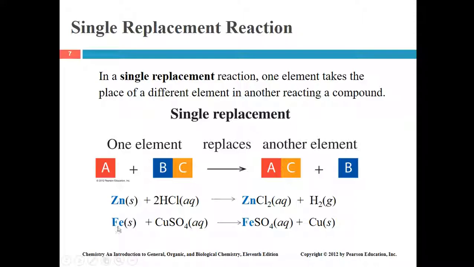So that's why the iron goes in and kicks out the copper to hook up with the sulfate, because it becomes a positive iron, in this case positive 2, so iron 2 sulfate, and sulfate is a negative 2, so that's why this particular compound is written this way. Out pops copper.